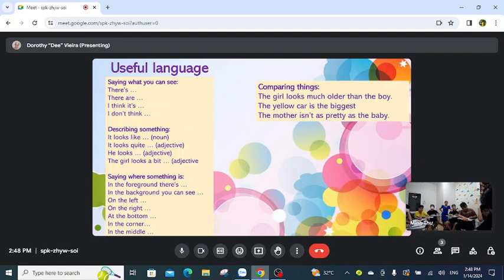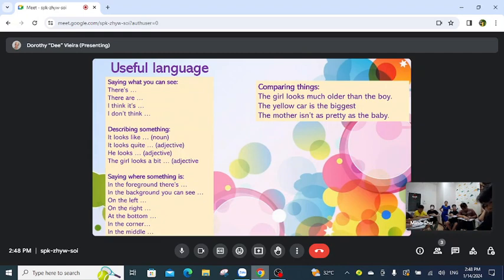Okay, because remember you're describing this picture as if the examiner can see the picture. So you need to describe it very clearly. You need to say where things are. In the foreground, which is the front of the picture. In the background, which is the back of the picture. On the left, on the right, at the bottom, in the corner, in the middle. So say where things are. In the corner on the left, in the corner on the right, in the middle of the picture, in the center of the picture.